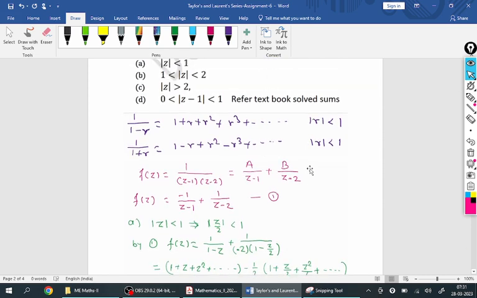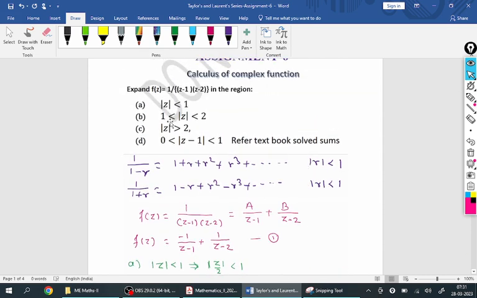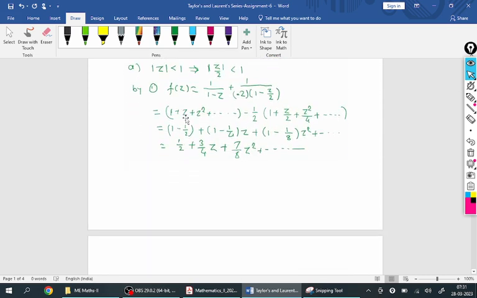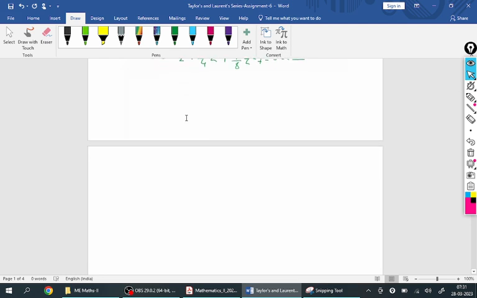Okay, a bit we completed. We are moving on to the second bit now. 1 to 2. Okay, 1 to 2. So let me do the second part here. The b bit that we have is 1 less than mod z less than 2.